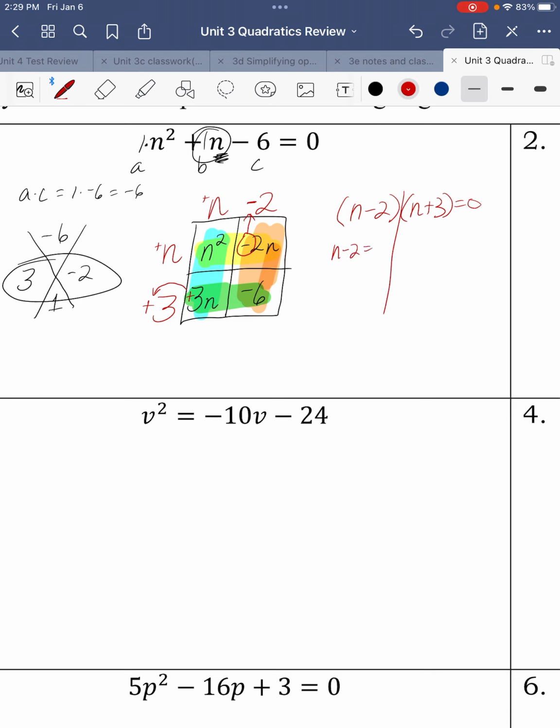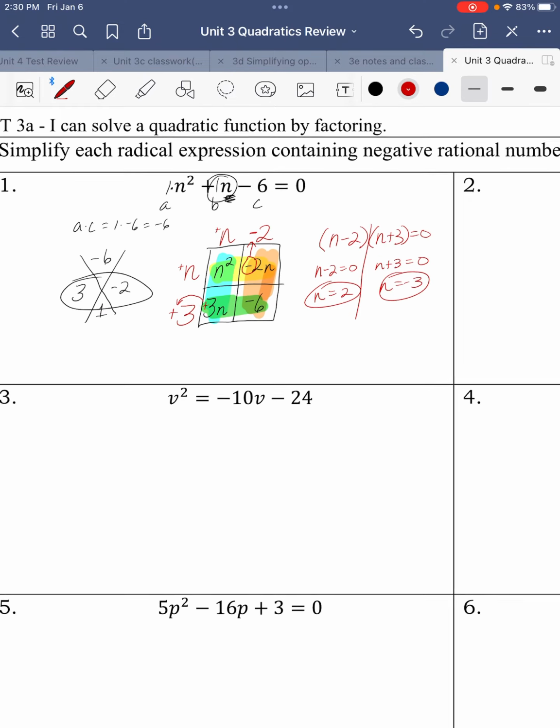And from there, we're going to set each factor equal to 0 and solve. So we have n equals 2, since you add 2, and we subtract 3, we get negative 3.